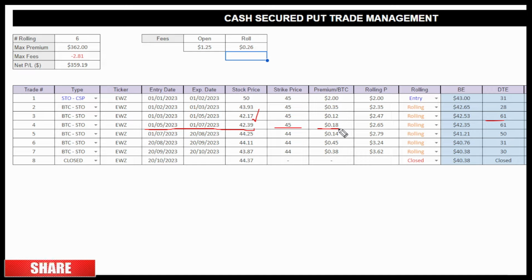Okay, this is not bad. And as you guys can see here, this column here is the accumulated premium. We collect $2 to enter. And then we collect 35 cents, so total 2.35. We roll for another 12 cents, 2.47. We roll for 18 cents, 2.65. This is all formulated for you guys. This is a formula, okay? You don't need to touch this thing here.